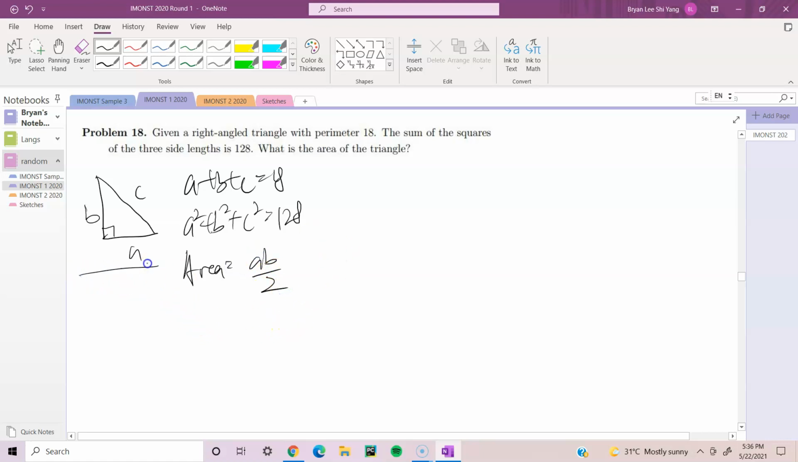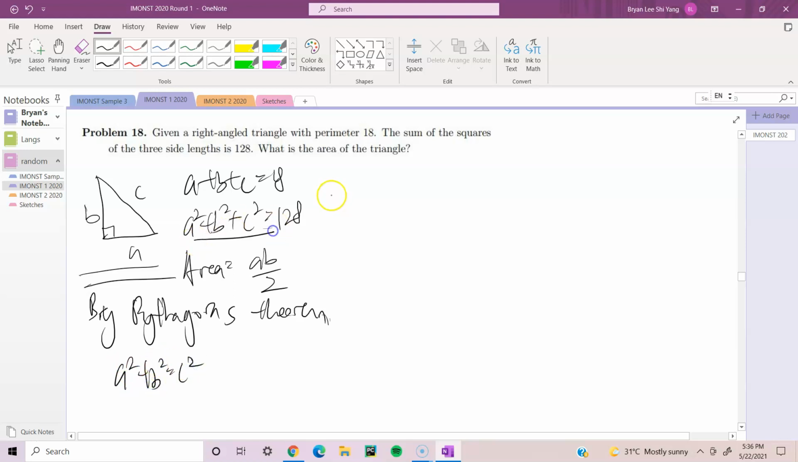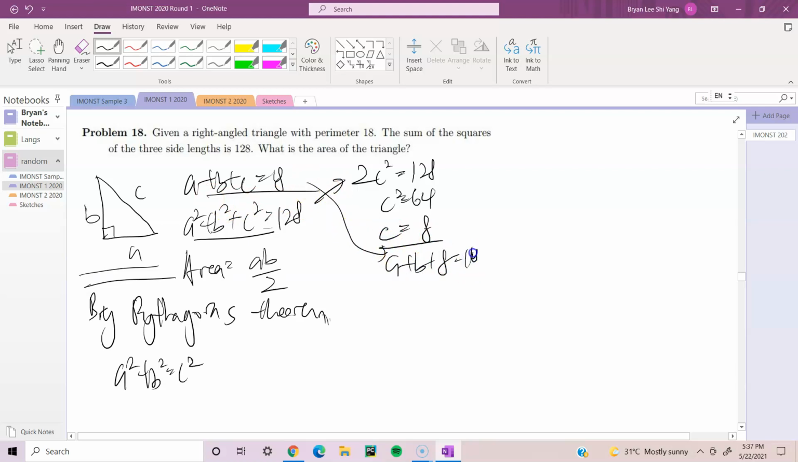Now, since we have a right triangle, by the Pythagorean Theorem we would have A squared plus B squared equals C squared. So from here, we can turn this into 2C squared equals 128. C squared equals 64. Then we take the square root of both sides, and we have C equals 8 because lengths are never negative. So from here, we can turn the perimeter into A plus B plus 8 equals 18. A plus B equals 10, and then we can let B equal 10 minus A.